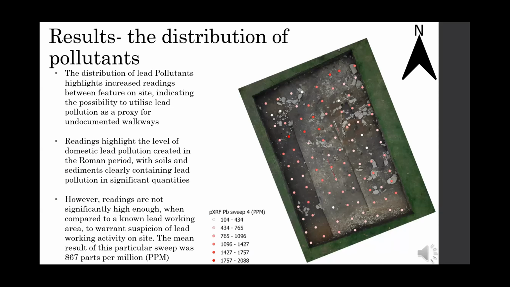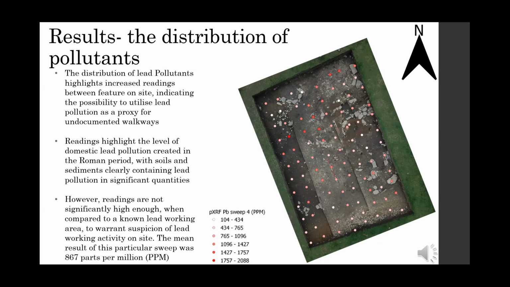The distribution of lead pollutants in this particular sweep, which was the first full sweep that we were able to undertake in the trench, highlighted that there wasn't a significant increase in readings within the features that were found in the trench. This was initially somewhat disappointing, as it ruled out the option for these features to be related to lead working. However, there is a notable increase in readings surrounding these features, which has been interpreted as an increase in lead pollution due to a high level of domestic activity.